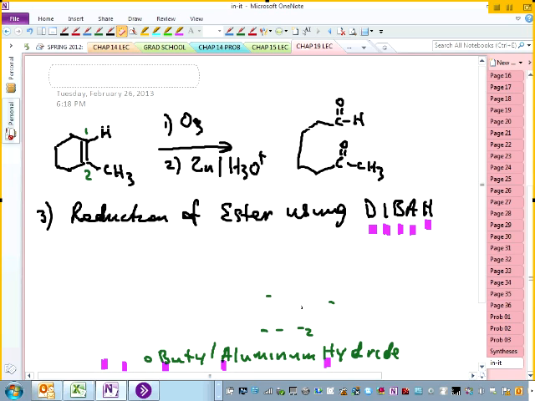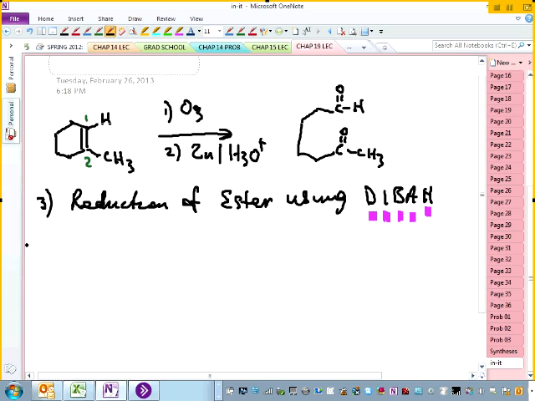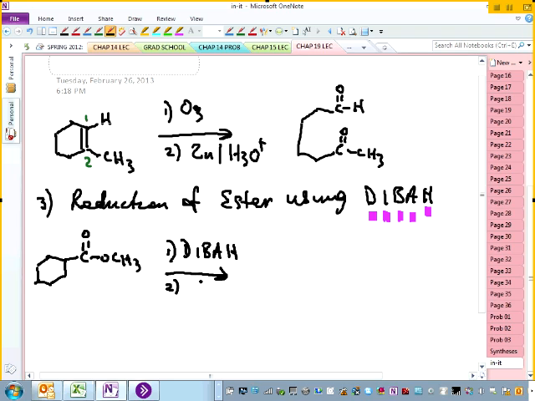If you take DIBAL, this is a very important reagent because this is the only reagent that would transform an ester to an aldehyde. Say for example you take an ester, take this ester here, and you take DIBAL, step one, and then step two, you add dilute acid. Okay? You will get your aldehyde. So this is the only reagent that we know of, as far as you guys are concerned, that will transform an ester to an aldehyde. So you need to know that.